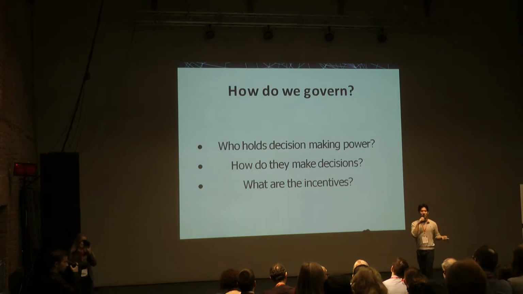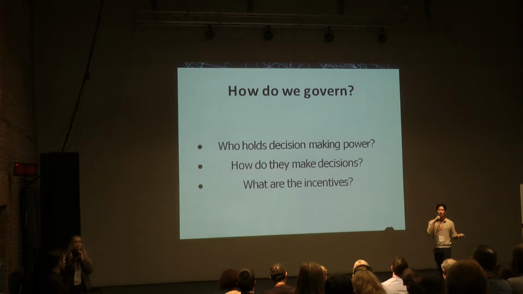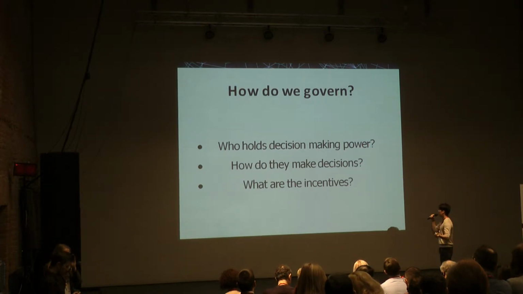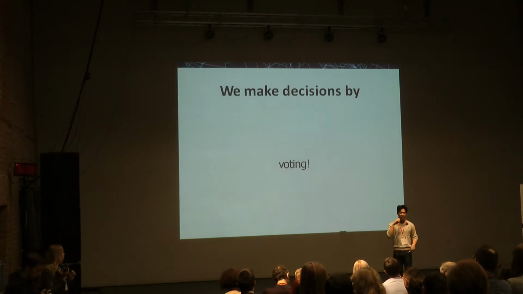And what are the incentives that Alice, Bob, and Charlie are really thinking about? Is Alice motivated by, does she want more money? Does Bob want to advance in the organization? Does he want more voting power? All these different things impact how things are governed. Again, to recap, we usually make decisions.